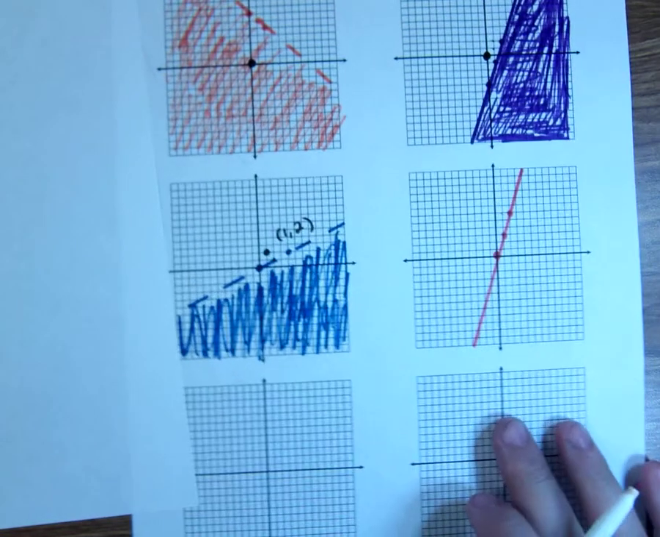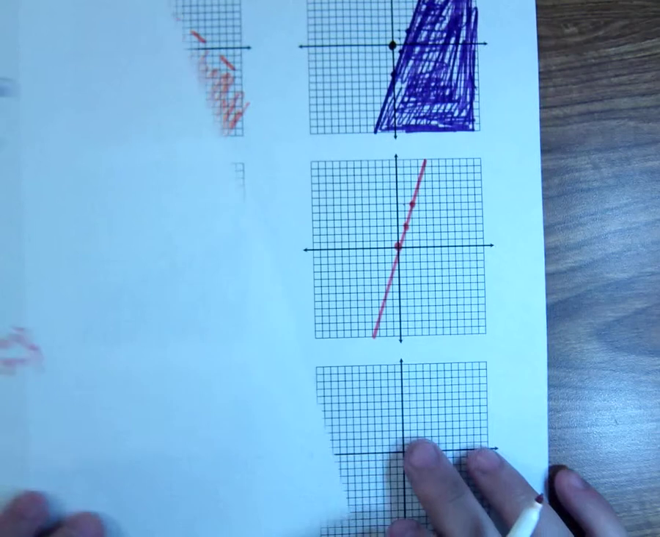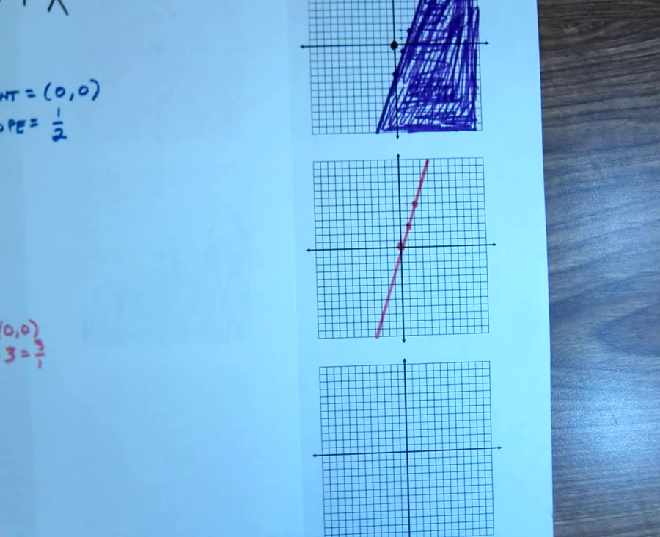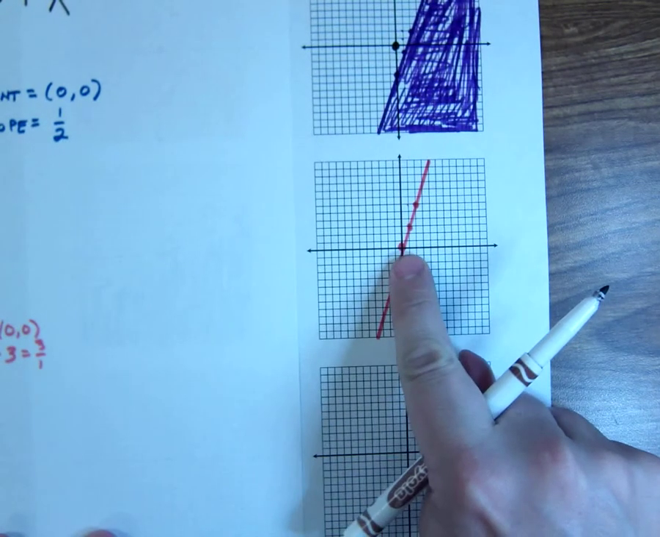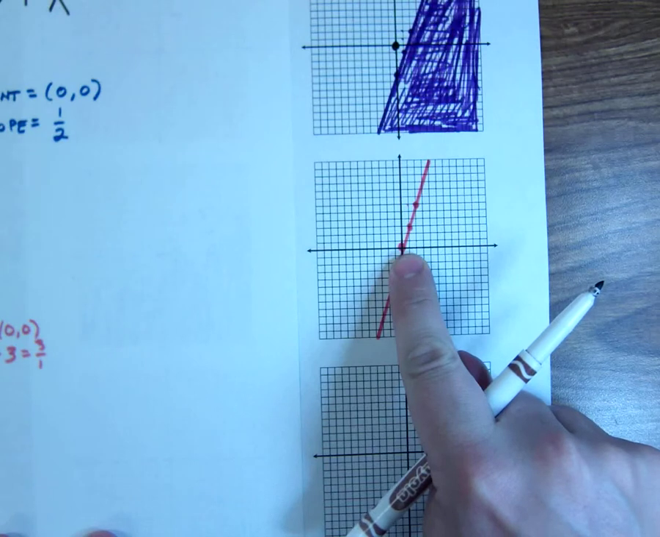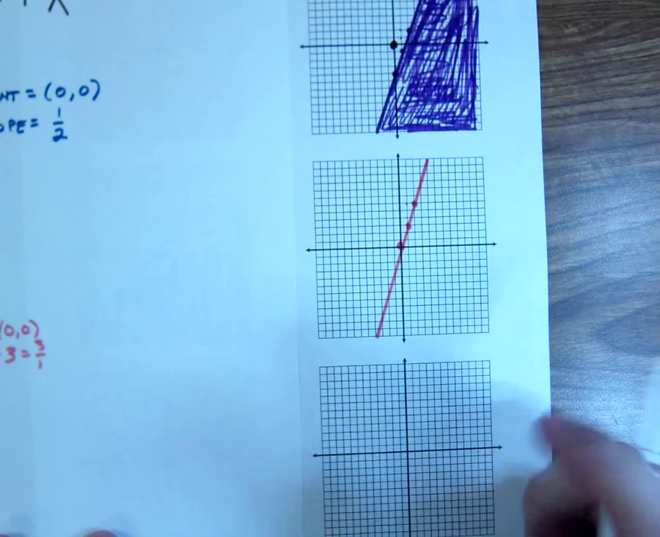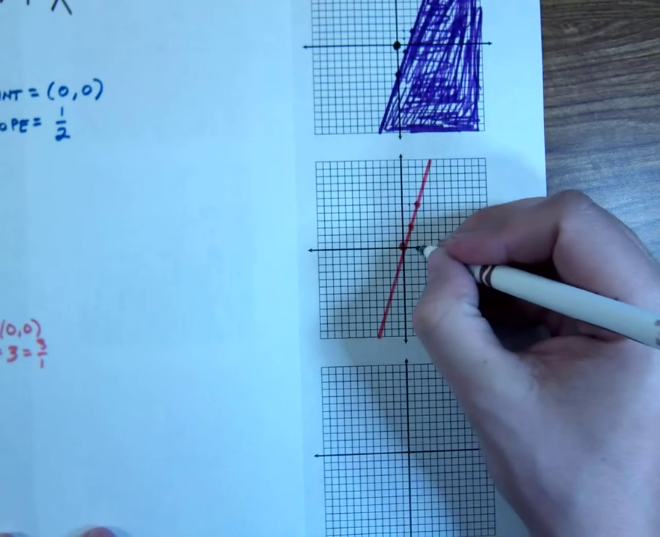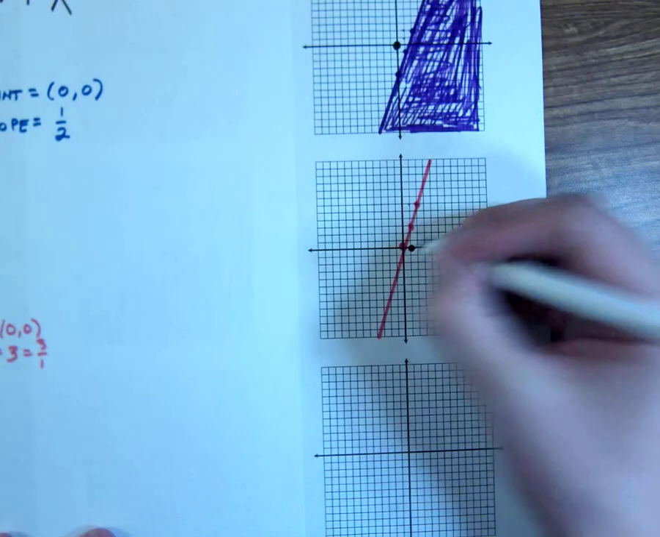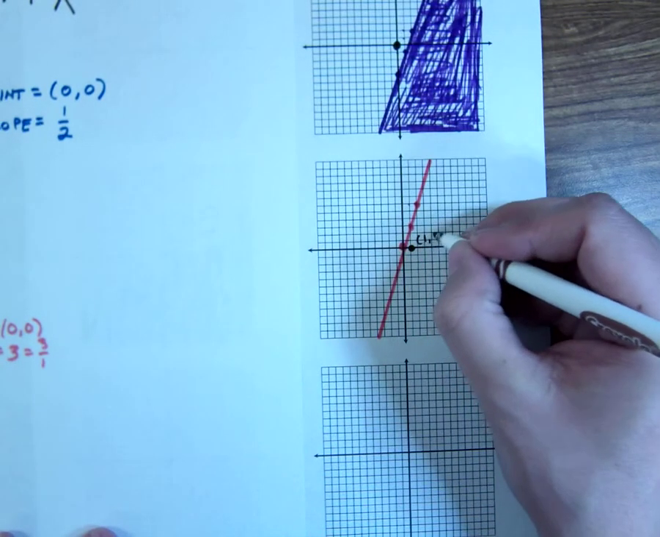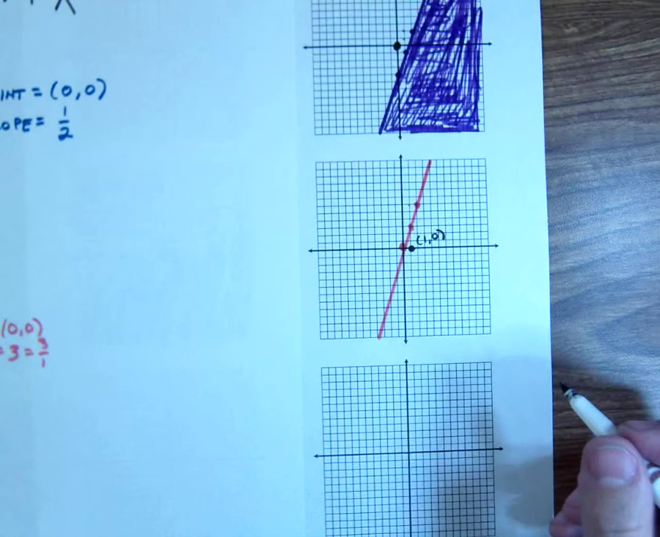Which side do I shade on? Well, for that, I need a test point, and alas, I cannot use 0, 0 as my test point because it goes through 0, 0. So let's pick something else. This seems pretty good. That's close to 0, 0. That's 1, 0. Let's use 1, 0 as our test point.